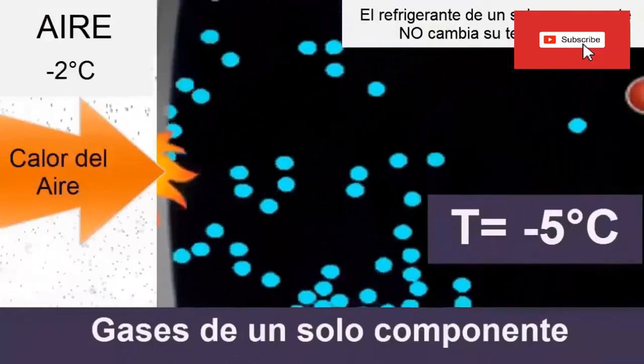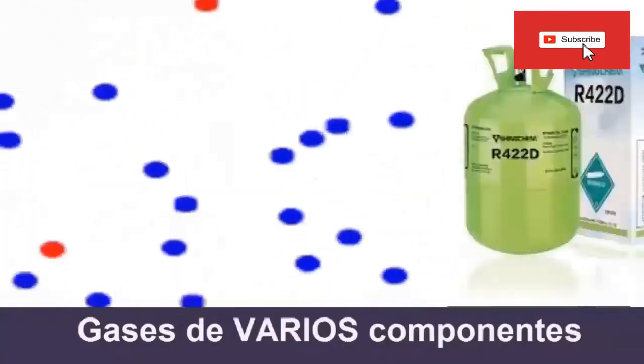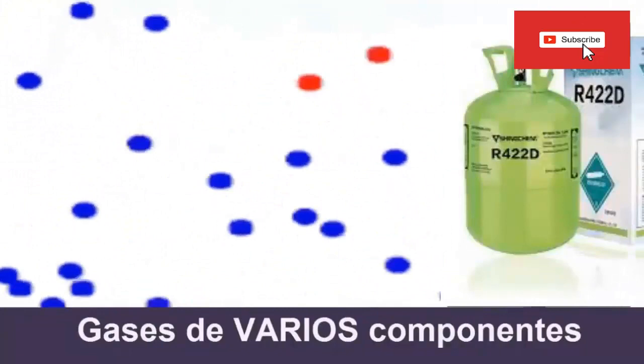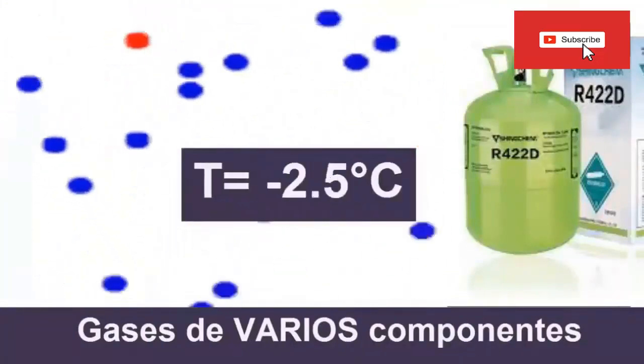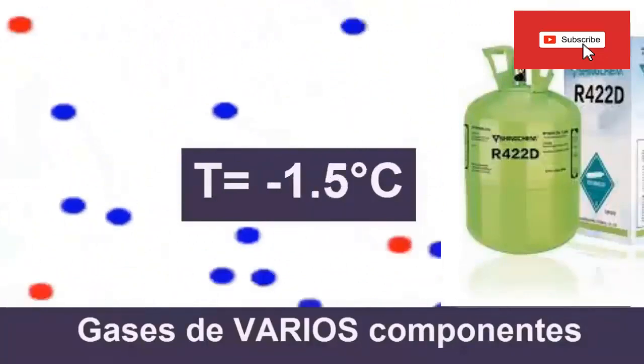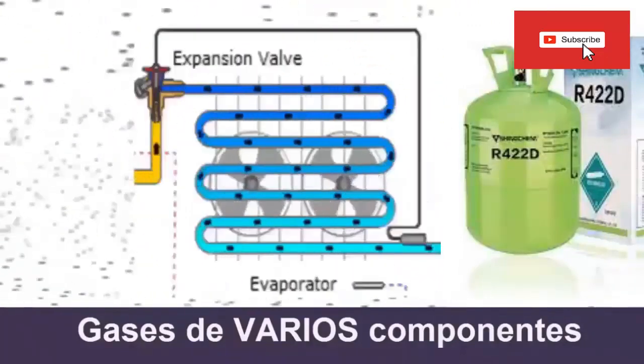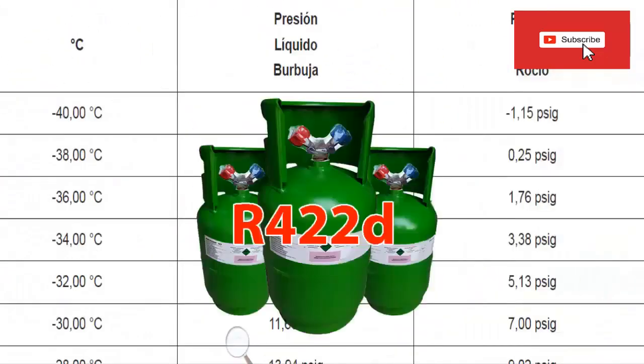However, there are refrigerants, which are made from the mixture of several gases, where there can be a small increase in temperature while its phase change occurs. This phenomenon is called refrigerant creep. On the screen we have the table of pressure and temperature of the refrigerant gas R422d.